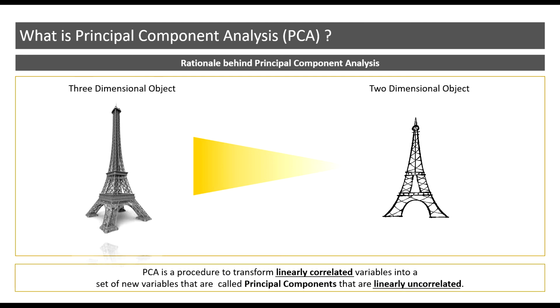Principal component analysis or PCA is a procedure where we transform linearly correlated variables into a set of new variables that are called principal components. And these principal components are linearly uncorrelated. Here, when I mean linearly correlated, it essentially means that the variables are interrelated. Now, let us see how we can spot whether or not variables are linearly correlated or interrelated, in other words.